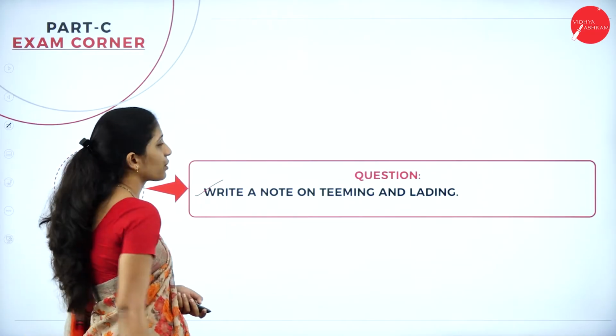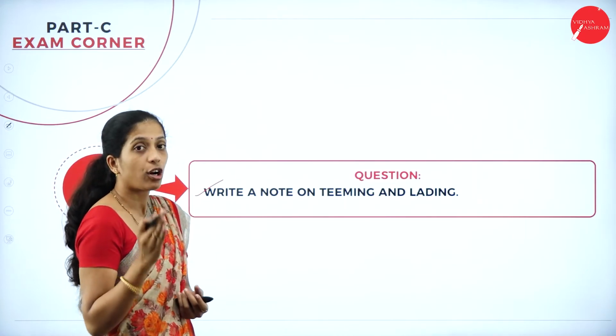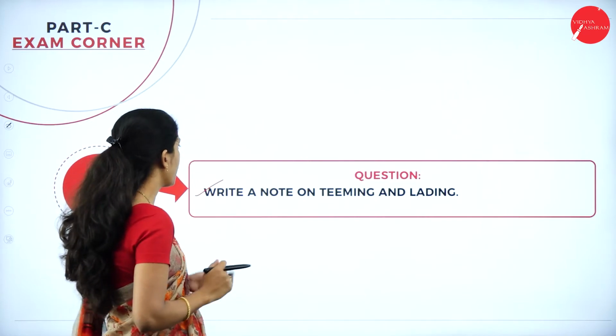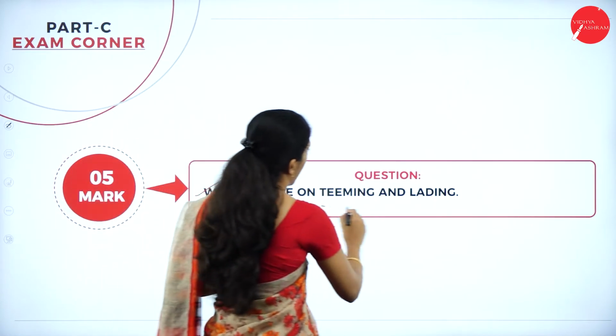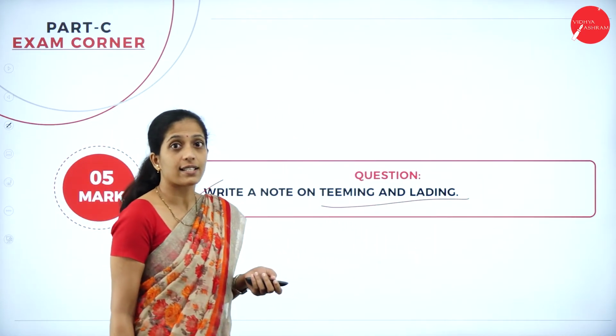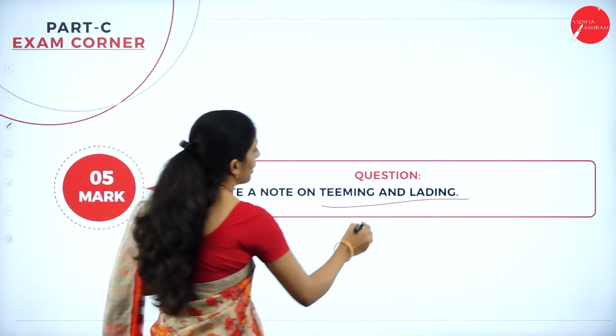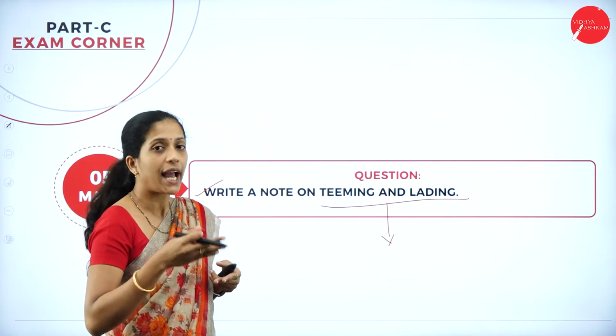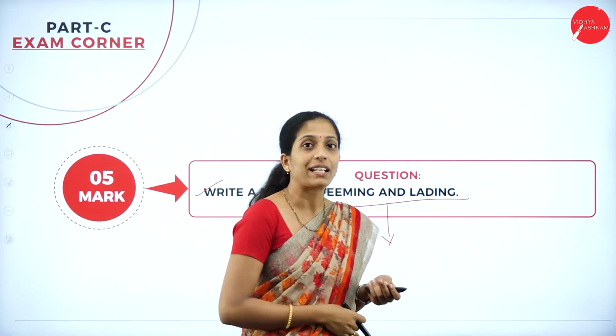Next, 5 marks question. We have already learnt about 15 marks and 10 marks, and now we shall come to 5 marks. Write a note on teaming and lading. We have already discussed it. It is a fraudulent activity where misappropriation of cash is done. So what do we mean by teaming and lading?